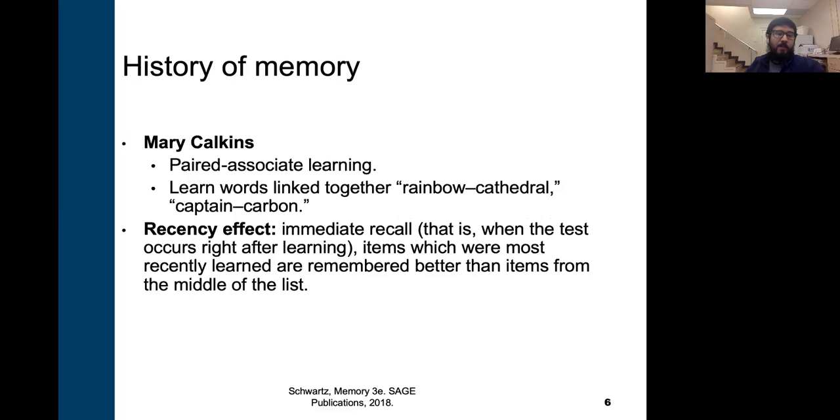There's also Mary Calkins, who is fundamental in studying paired association learning. When you learn words together, things become easily retained. So it's pairing them, and they don't really have to be meaningful. Like a rainbow and a cathedral may not necessarily make too much sense. Captain and carbon may not make too much sense. But if you pair them within a given amount of time, they might make sense, and they might be recalled a little bit better, specifically if they are strong opposites.